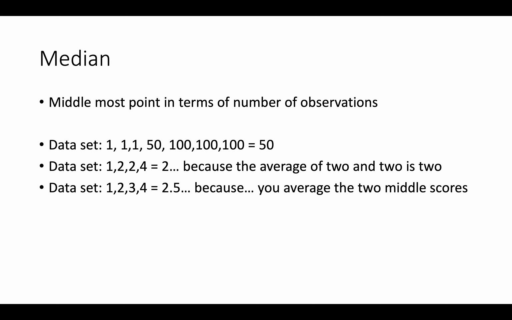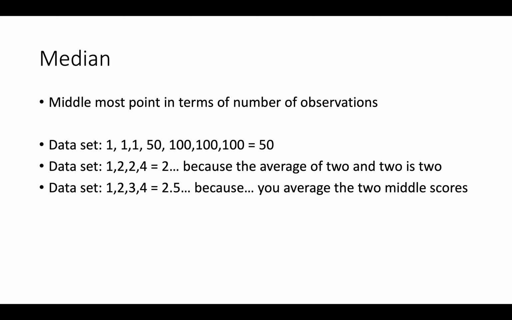Practically bimodal versus actually bimodal. Median is the middlemost point in terms of the number of observations. So in an odd number data set, it's just your middle score. In this case, we have a data set with 7 observations. So our middle score is 4 because there's 3 observations to the left, 3 observations to the right. If you don't believe me, put your fingers on the leftmost one and the rightmost one. Now move the left finger in one observation, move the right finger in one observation. Do that until you can't move both fingers anymore, and you will find that 50 is the middlemost score.